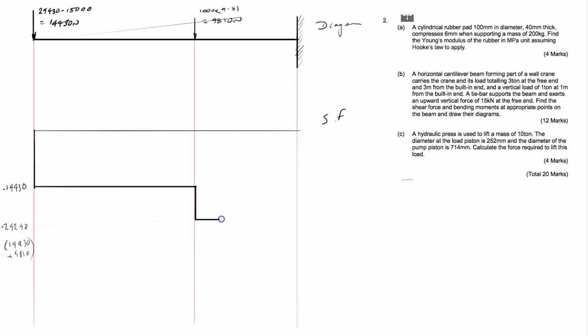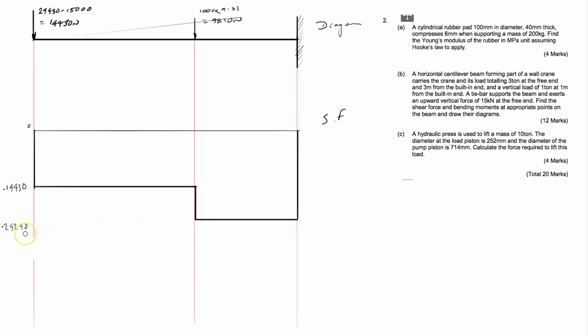And then I go across to my next point of interest, and there is obviously at the ends of the beam no shear force, so that joins up there to 0, and that's our shear force element done.